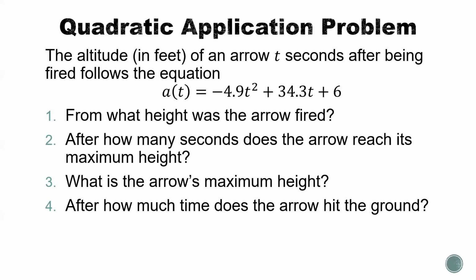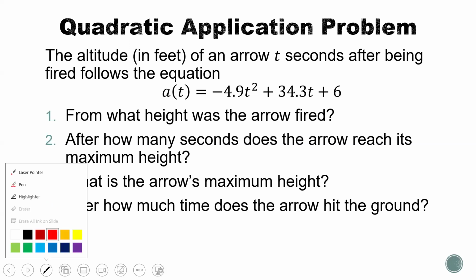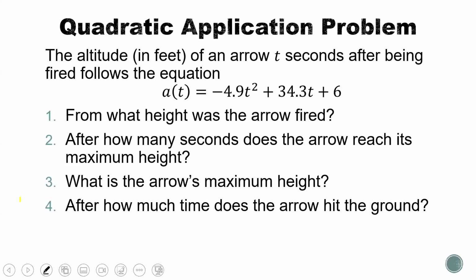So the problem you'll see here on the slide that we're given is that the altitude in feet of an arrow t seconds after being fired is given by the equation a of t equals negative 4.9 t squared plus 34.3 t plus 6. And notice a couple of things looking at the equation.